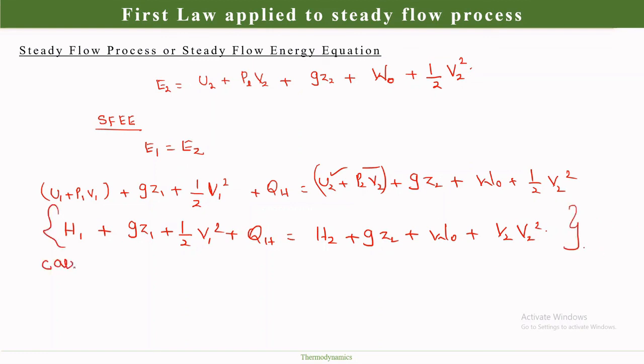Case 1: in case my potential energy is 0, that is Z1 is equal to Z2, we can cancel these two terms, and the remaining is going to be my answer. And in case my kinetic energy is 0, that is V1 is equal to V2, then I will cancel these two terms. This is what we call the steady flow energy equation.